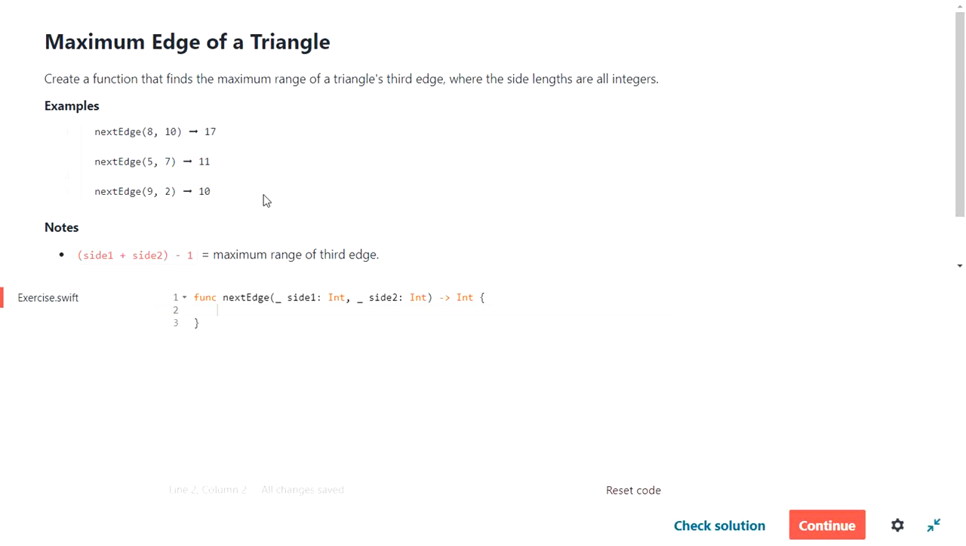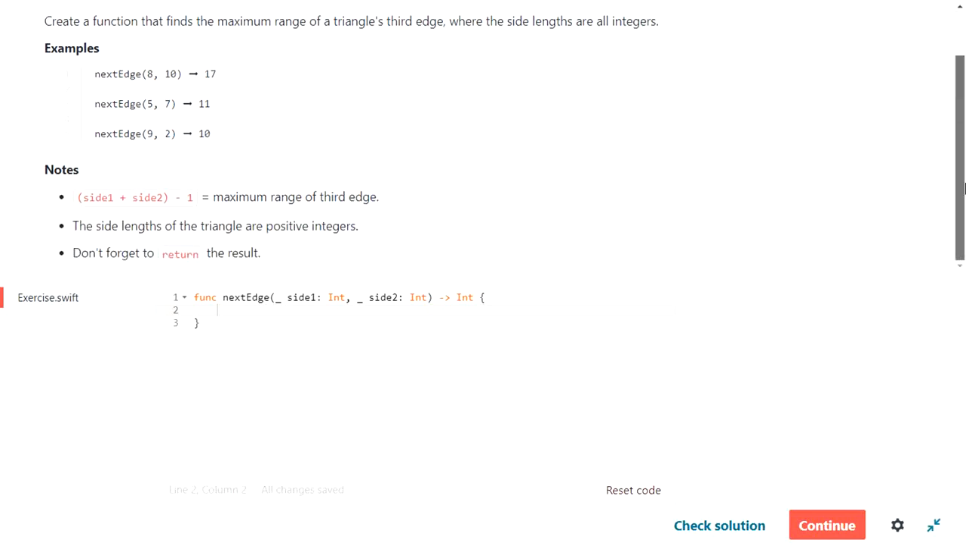For this you need one formula: side 1 plus side 2 minus 1. If the two arguments are 8 and 10, then 10 plus 8 is 18, minus 1 is 17. Same for 7 and 5: 7 plus 5 minus 1 is 11. And 9 plus 2 minus 1 is 10. All the lengths will be positive integers.